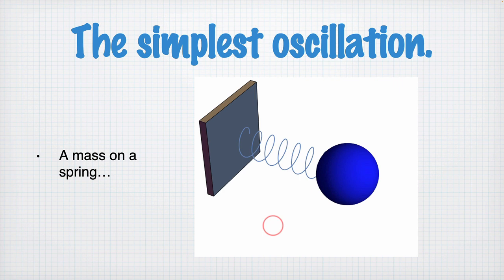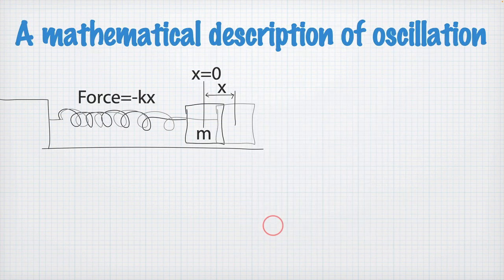Okay, so the simplest oscillation, we have a mass on a spring. Let's do some maths on it. So here's a spring, we've got the mass moving backwards and forwards. The force due to the spring is equal to negative kx. So x is the displacement of the mass from its equilibrium position at x equal to 0. So if we move the mass away from equilibrium, there's a force pulling it back towards equilibrium, which is why it's negative kx.